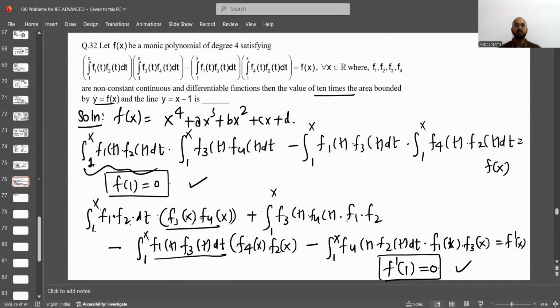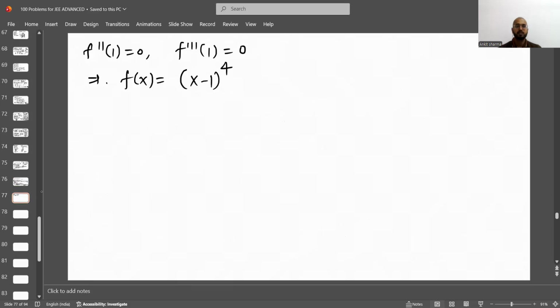Now I need to find the area bounded by y equals x minus 1 and (x minus 1) to the power 4. So I need to find out this area first. The graph of (x minus 1) to the power 4 will be a bit shifted here, like this.